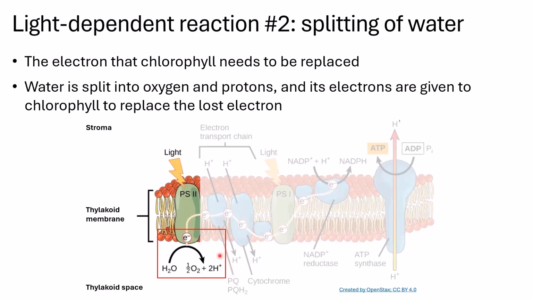Notice that this step is similar to the last step of the electron transport chain in cellular respiration, but instead of ending with oxygen being reduced to water, it begins with water being oxidized to oxygen.